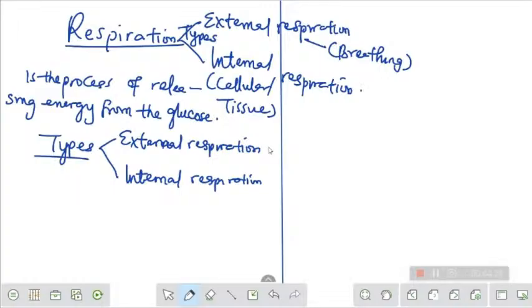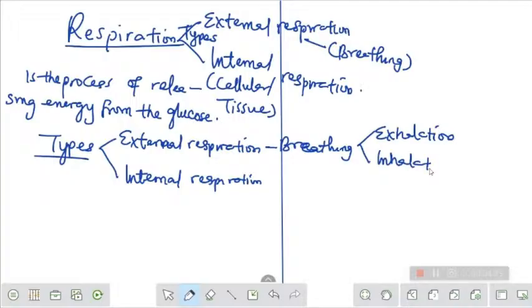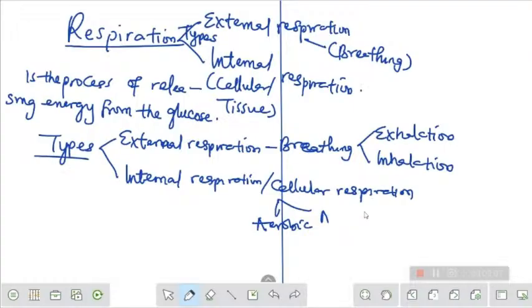External respiration is the same thing as breathing. If I ask you what the types of external respiration are, that's where we have exhalation, the process whereby you breathe out carbon dioxide, and inhalation, you breathe in oxygen into the body. I hope you understand. So internal respiration is the cellular respiration that we normally talk about. If I now ask you what the types of cellular respiration are, you can tell me that we have aerobic and we have anaerobic. I think I have cleared this up now, because most of the students make mistakes in this aspect.